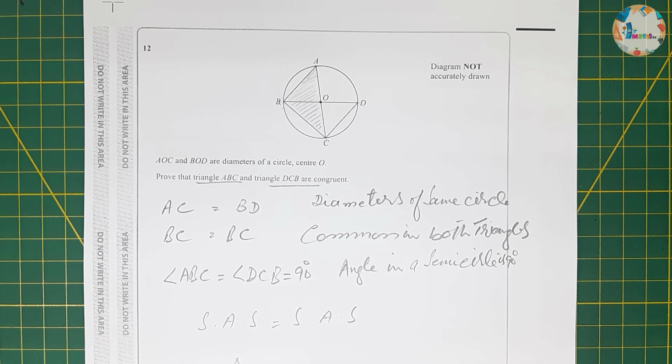So triangle ABC is congruent to triangle DCB. Hopefully you understand this.